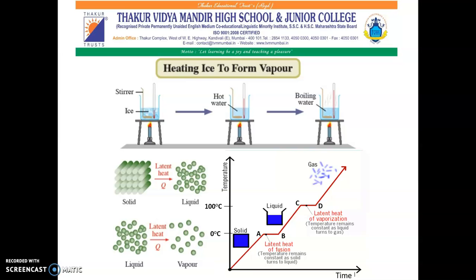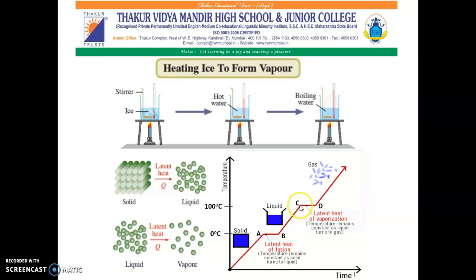And now, if we continue heating even after the conversion of all the ice into water, the temperature of the water starts rising. You can see over here from B to C, the temperature is rising and it reaches 100 degrees Celsius somewhere here at the point C. At this temperature, the water starts converting into steam. The temperature of the water remains constant at 100 degrees Celsius till all the water converts into steam.